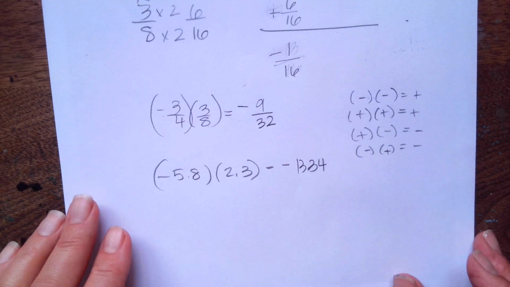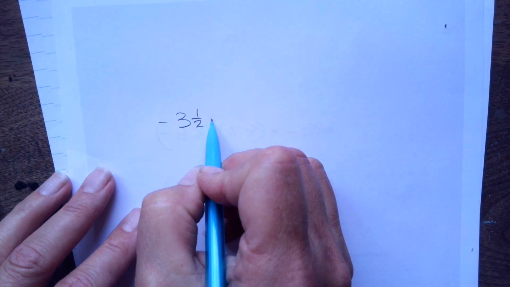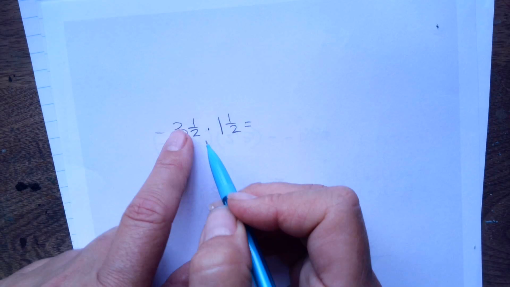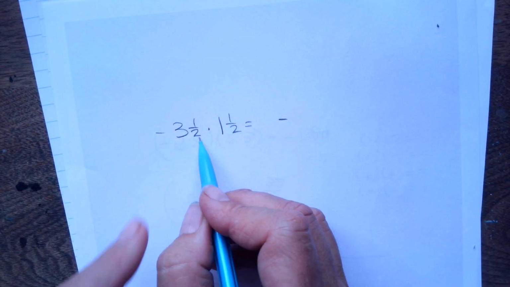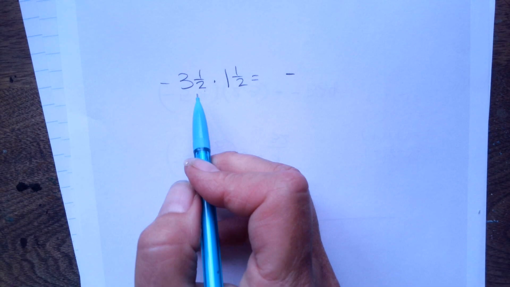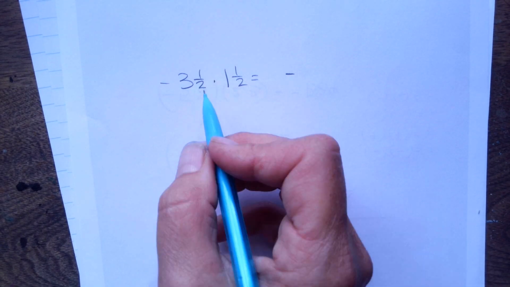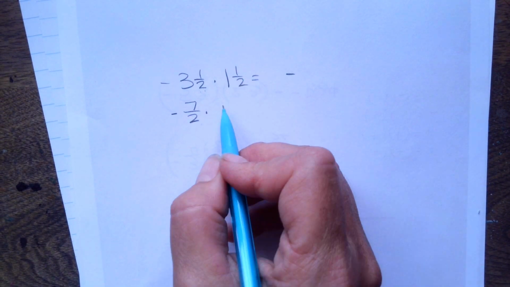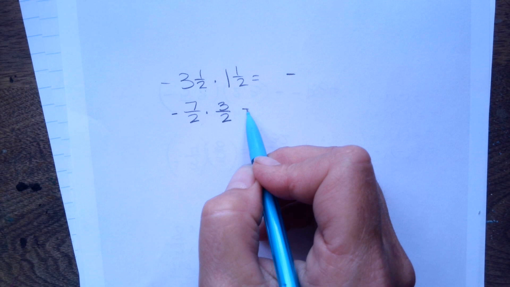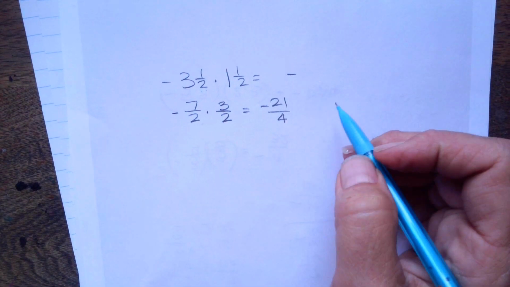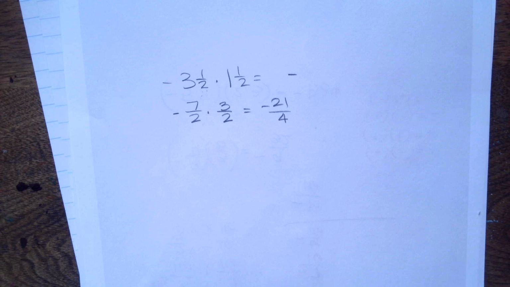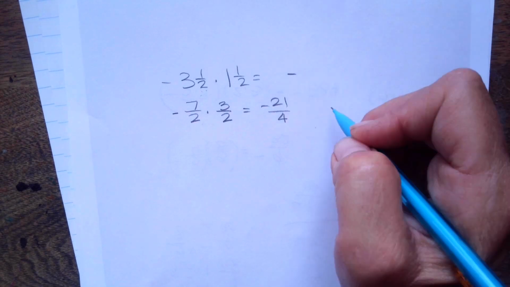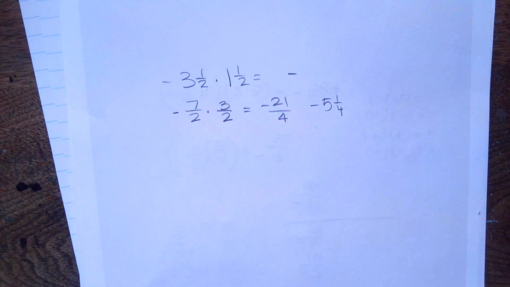If you have a mixed number and you're doing fractions, so we have negative 3 1/2 times 1 1/2. We know our answer is going to be negative, and then we're just going to make it into an improper fraction. So 2 times 3 plus 1 is 7/2, and that's negative, times 2 times 1 plus 1 is 3/2, and then we do negative 21/4, and then we change it into a mixed number because our answer started as a mixed number. So we're going to do negative 5 and 1/4.